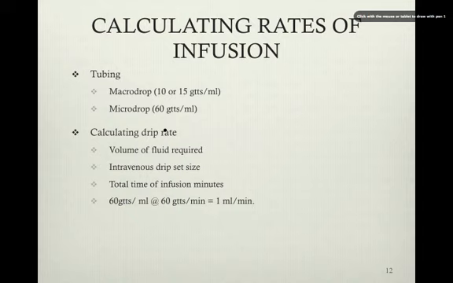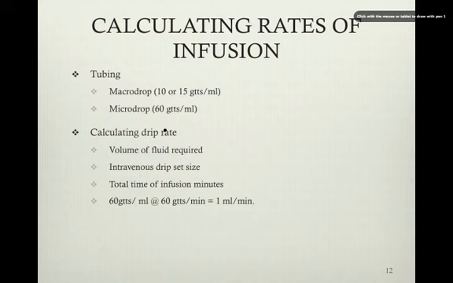Calculating the rates of infusion. Tubing. We have various kinds of tubing in the macro drip version. We have 10 or 15 drops per milliliter. Now what that means is that 10 drops out of this tubing is equal to 1 milliliter. So that means if we had 20 drops coming out of that, then we would actually have 2 milliliters. The 15 drop per milliliter version would be the same thing. 15 drops are equal to 1 milliliter.